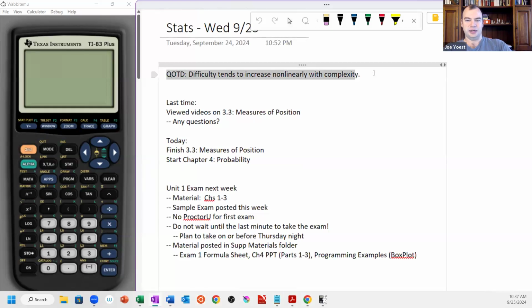And the quote of the day today is that difficulty tends to increase non-linearly with complexity. If you make something twice as complex, it's probably going to be more than twice as difficult. So if we're looking at solving a math problem or a stats problem or something like that, we want to look for ways to decrease complexity before we increase it.